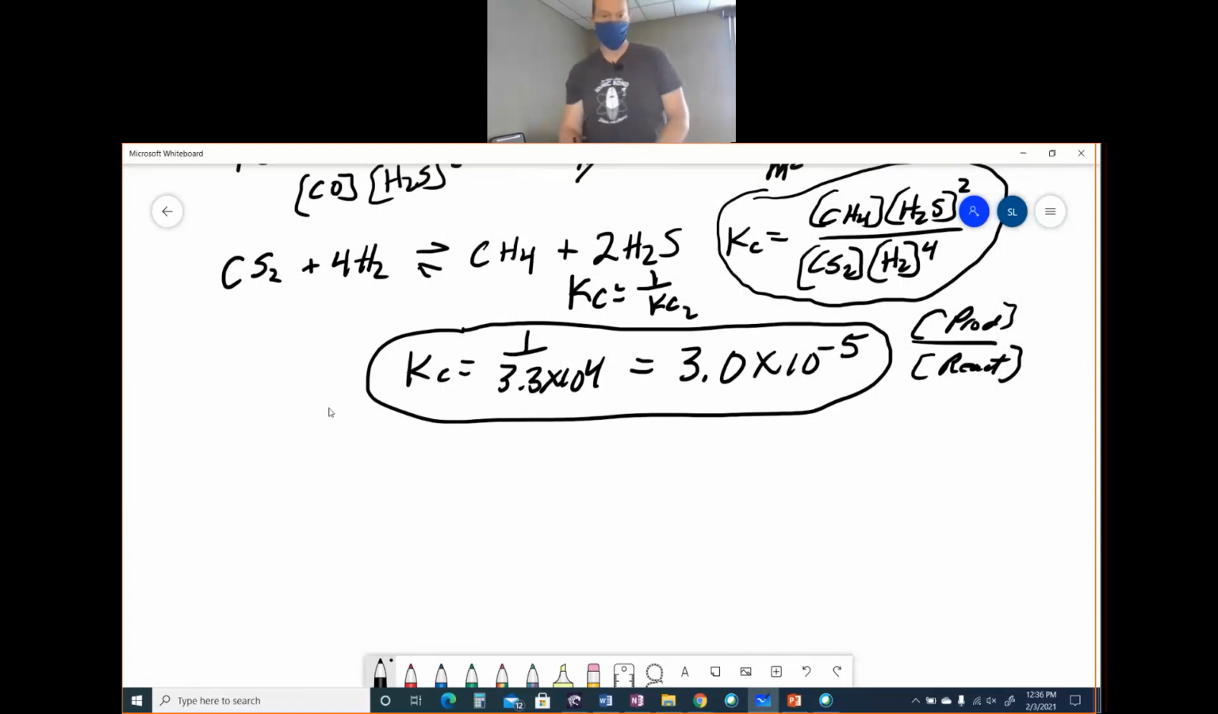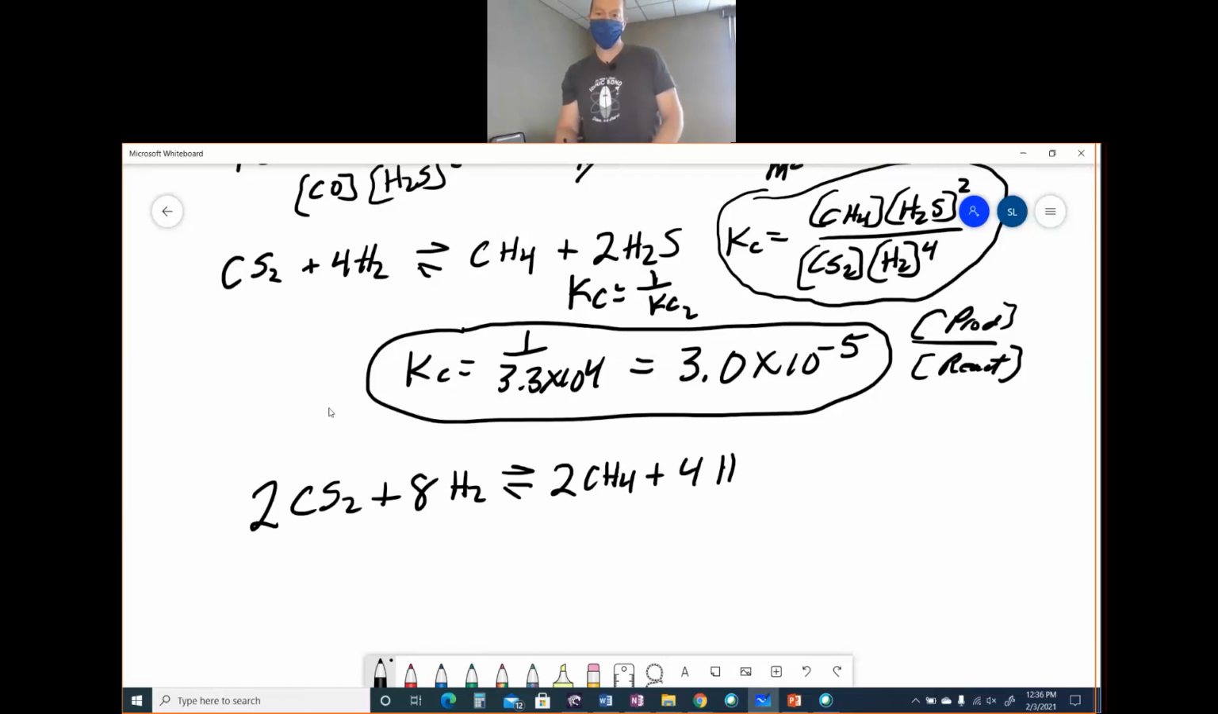Yeah, we'll just do this one. All right, so what if I had 2CS2 plus 8H2 in equilibrium with 2CH4 and 4H2S, and I want the Kc value for this reaction.